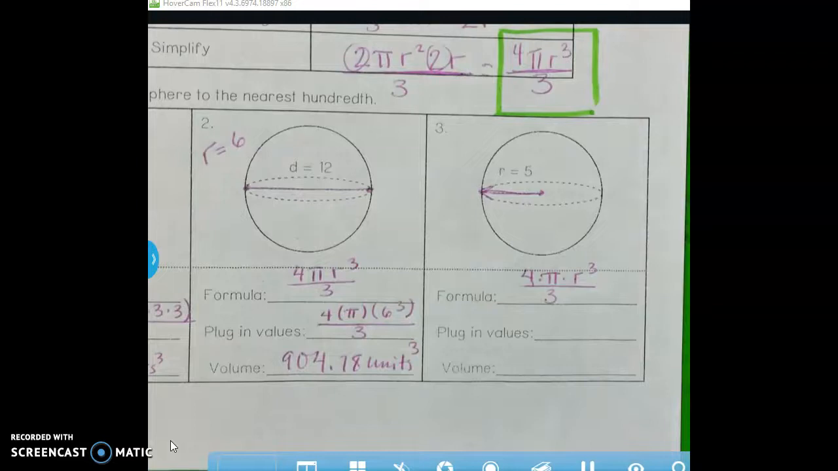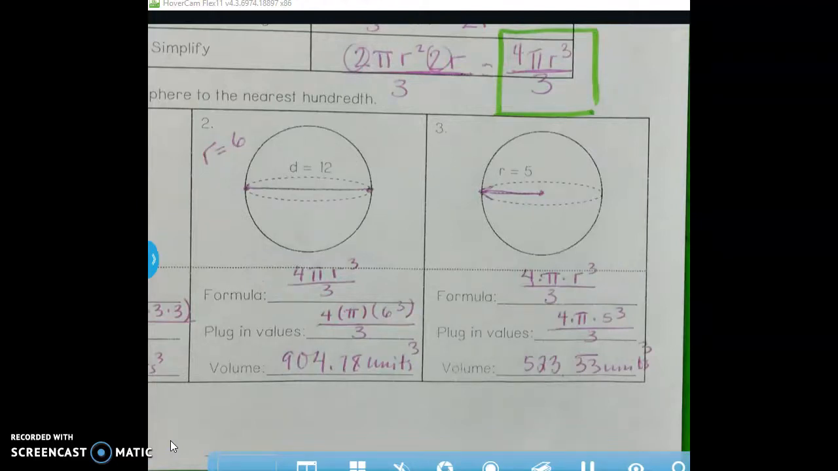So if you would please pause the video, see if you can plug in and determine the volume, and then come back in when you're done. Unpause it when you're done to check your answer. I hope your answer matches mine.